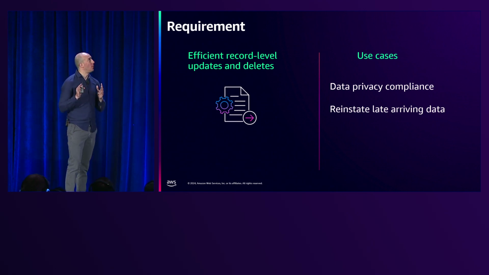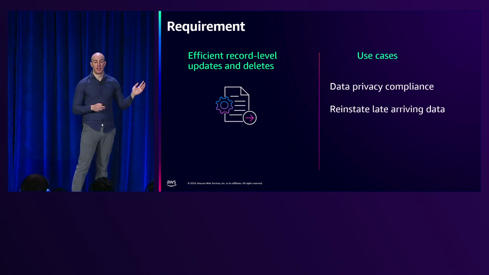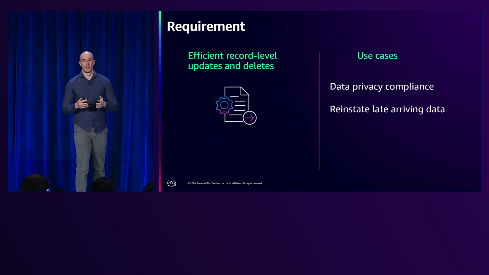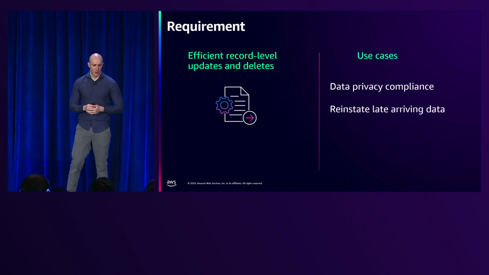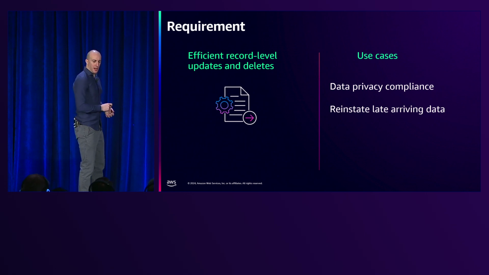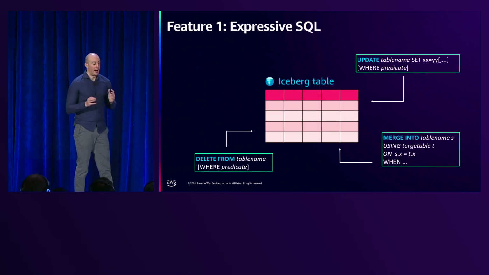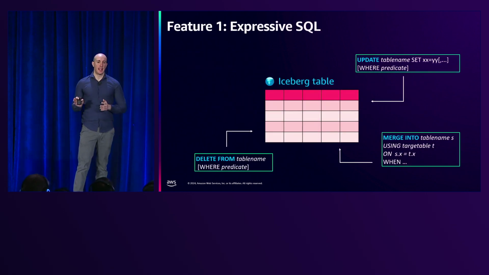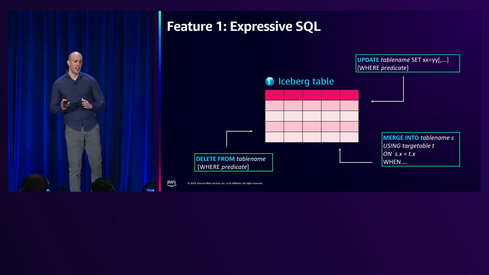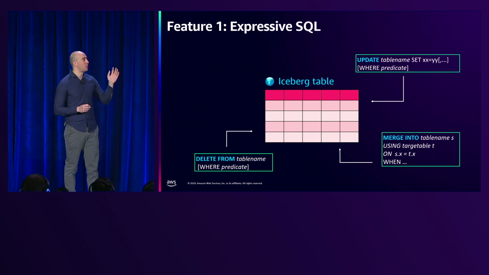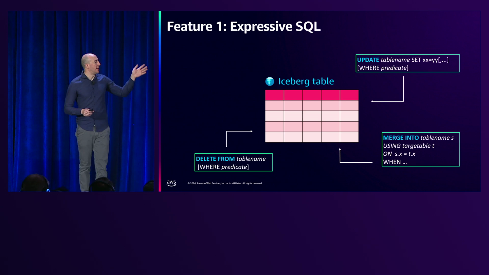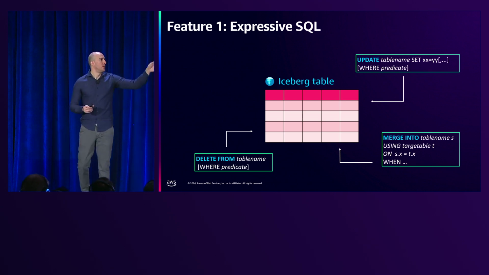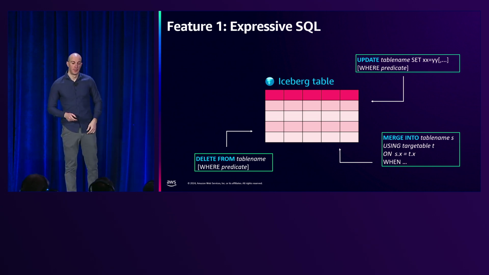We said that the open table format, Iceberg in this case, has to provide efficient record-level update and delete. Of course, there are several use cases, for example, ACID transactions. Now, Iceberg is a multi-engine open table format and provides the ability to run delete from, merge into, and update.